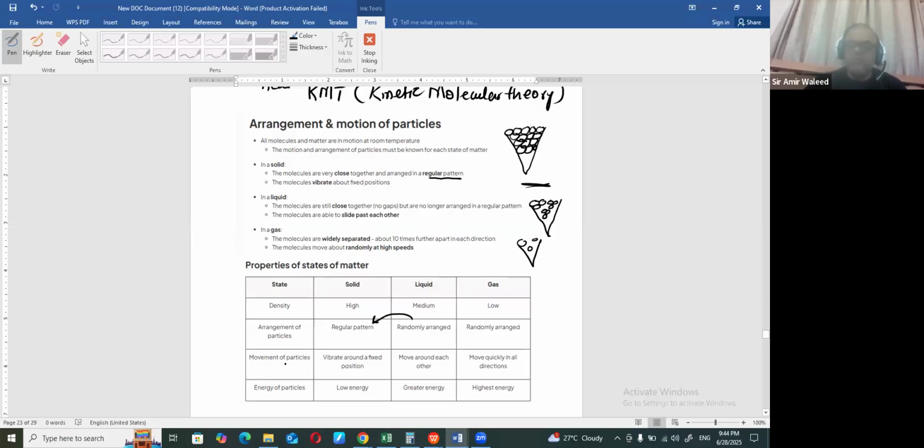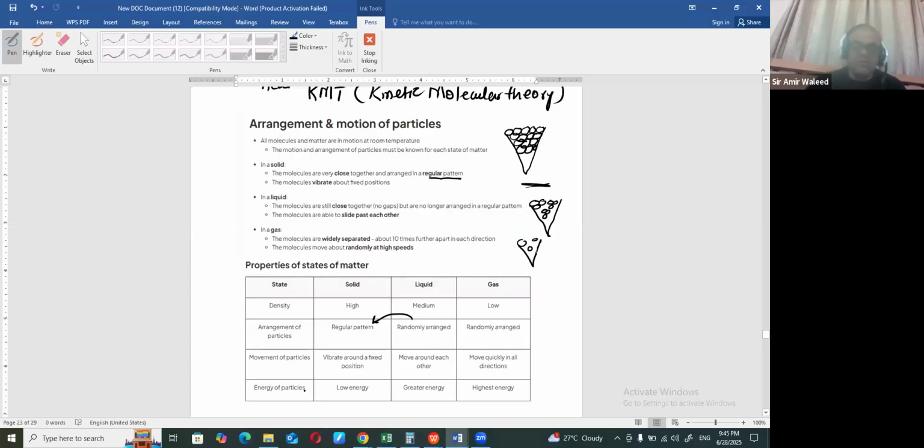As far as the movement of a particle is concerned, they vibrate along a fixed position. In case of liquid, they move about each other, or they can slide over each other, and they move more quickly in all directions. I told you these two movements of particles in liquids and gases are also named Brownian motion. We will talk about this in a minute.